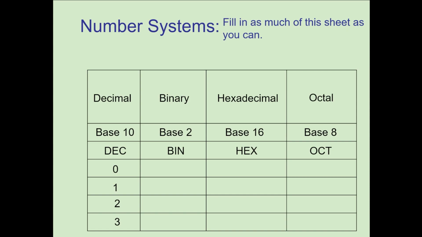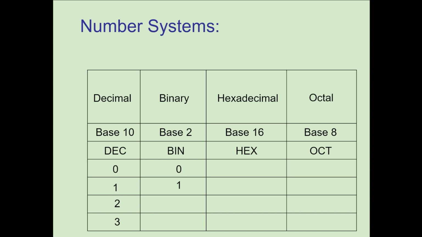Once you get down to row 20, let's start on the binary column. I'll get you started on that. The first row in the binary column looks a lot like the decimal column. It's a 0. After a 0, well, there's only two symbols, so we're going to go from 0 to 1.